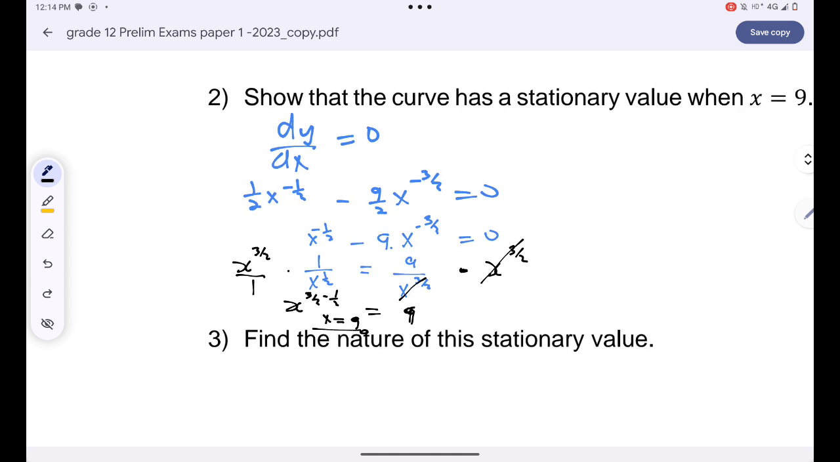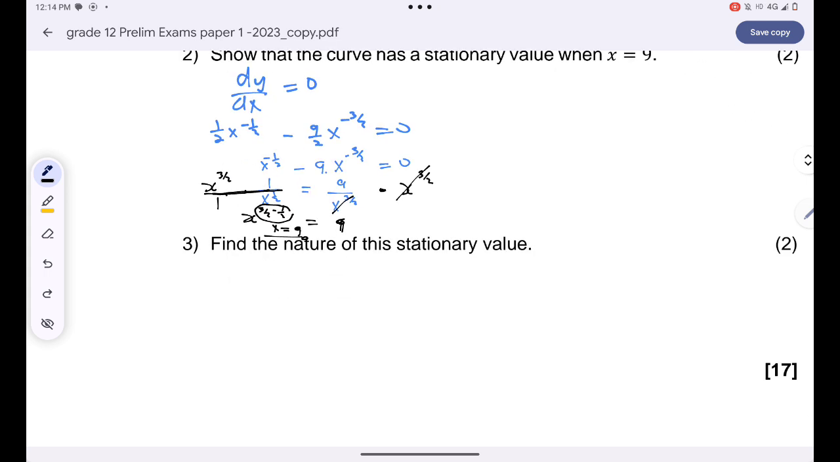You just have to play with the exponents over here, guys. I ended up subtracting these two because I have the same bases dividing one another. Just take one base, subtract your exponents. 3 over 2 minus a half is just equal to 1. That's why x is equal to 9.